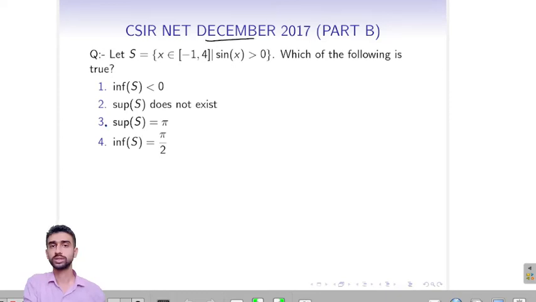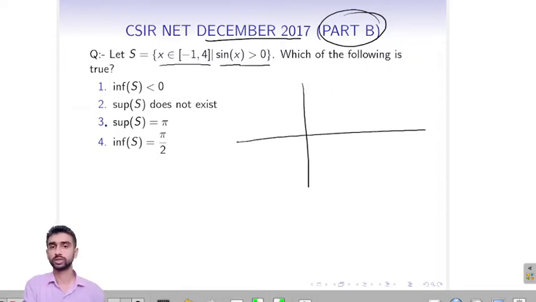Next question was in December 2017 exam. It was again a part B type, means only one option is correct. Now a set is given, the x belongs to this interval, but when the value of sine on that point is greater than 0, and you are supposed to find the infimum or supremum of the set. So let's try to draw the graph of this function.